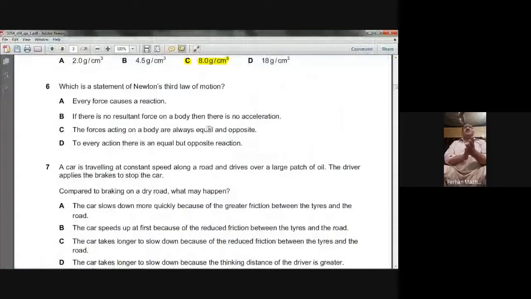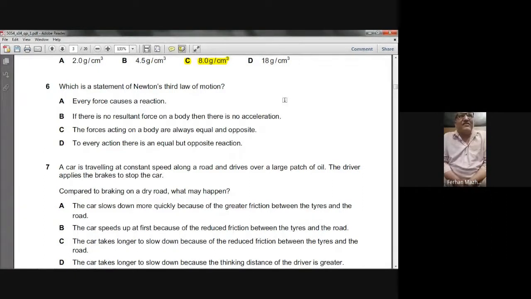He says, which is a statement of Newton's third law of motion? Newton's third law of motion says every action, meaning force, has a reaction. Reaction is also a force. Every action has a reaction. Action and reaction both are equal in magnitude but opposite in direction. That's Newton's third law of motion.